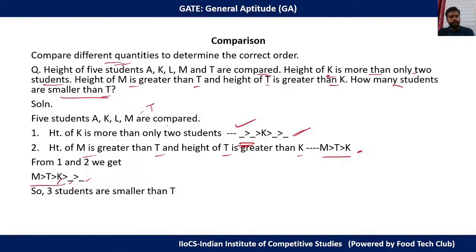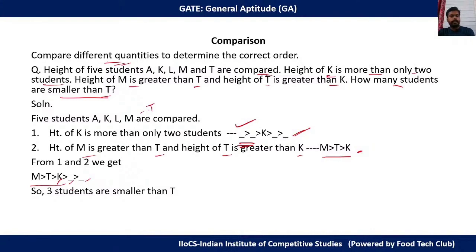Okay. So this is how you have to solve. If it is a comparison type, first you have to see what are the conditions given. How many characters are there in your problem? A, K, L, M, T, how many are there? That you have to see. Then there will be minimum 2 conditions they will give. 2 or 3 conditions max to max.